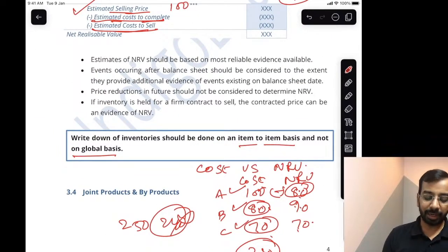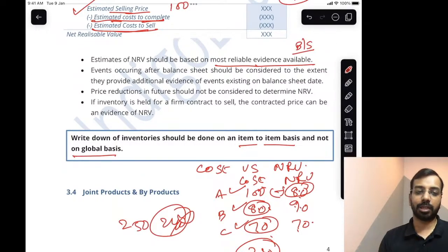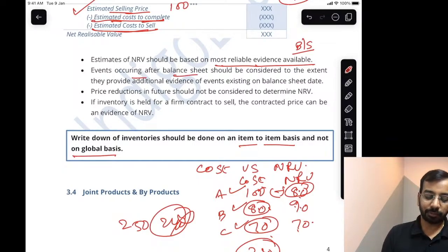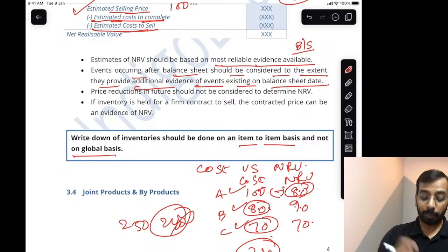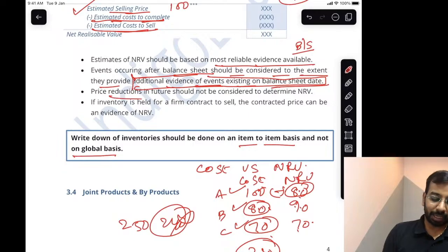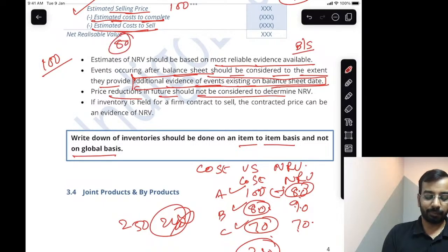Now, when we estimate NRV, you should take the reliable evidence that is available on the balance sheet date. Okay. What happens in the future is a future event, so you will not consider it. Events occurring after the balance sheet date should be considered to the extent they provide additional evidence of events existing on the balance sheet date. So, should we consider post balance sheet date? Yes, we should consider post balance sheet date events, but they should provide additional evidence of events existing on the balance sheet date. Price reduction in future should not be considered. On the balance sheet date, let us say it is 100, subsequently we sold at 80, this should not be considered because this is not existing on the balance sheet date.